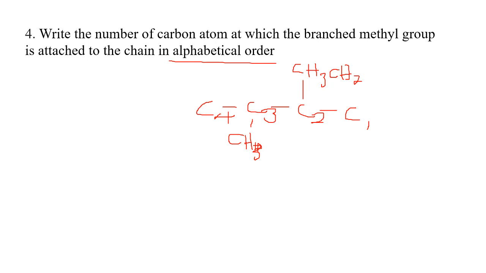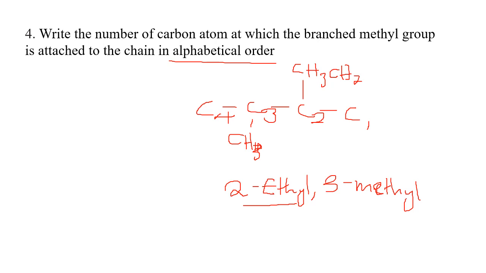So since E starts first in the alphabetical order, we'll say 2, alright, so 2 what? 2 ethyl. Then we'll proceed to say, comma. So then on which position is the methyl group? The methyl group is on the third position. So 2 ethyl, 3 methyl. That's what we simply mean by alphabetical order.